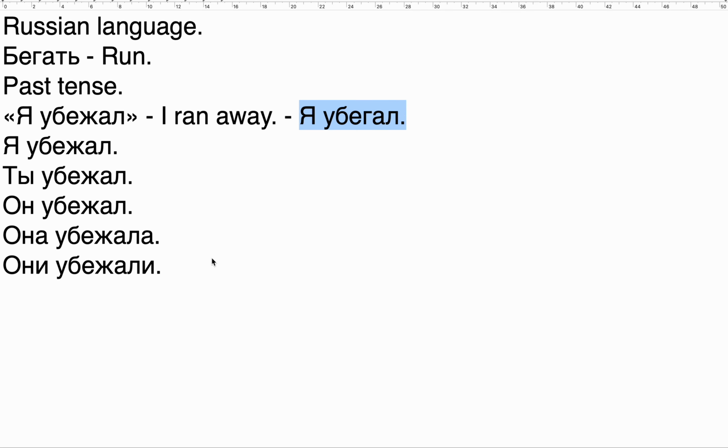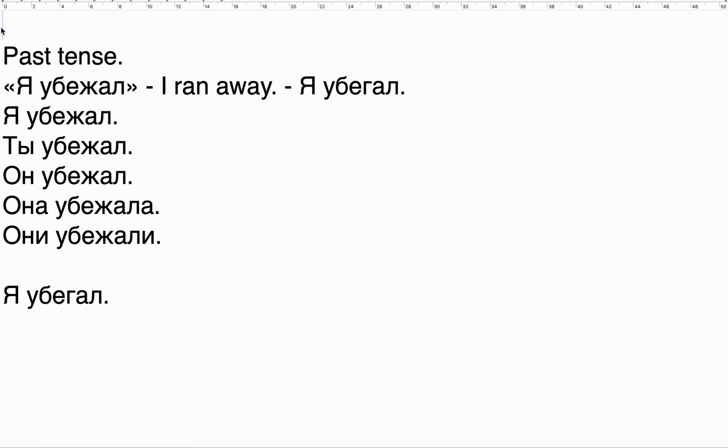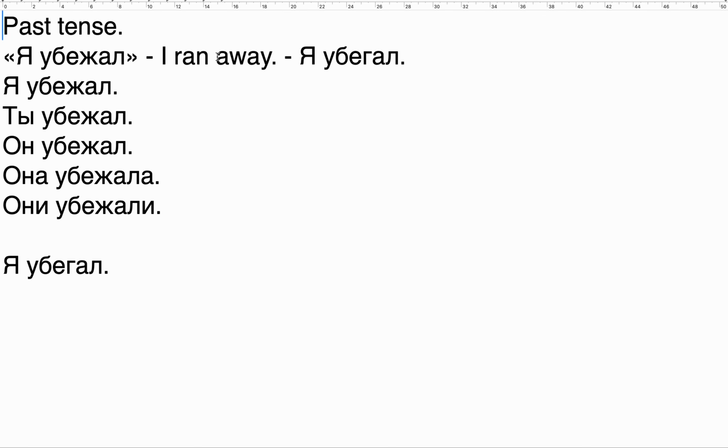Okay, this is for that and this is for that. We can do it like this. Run away. I ran away. Я убежал. We use this version, "я убежал", when we're talking about one action in the past. One action in the past, yes? Like "я убежал, ты убежал, он убежал".